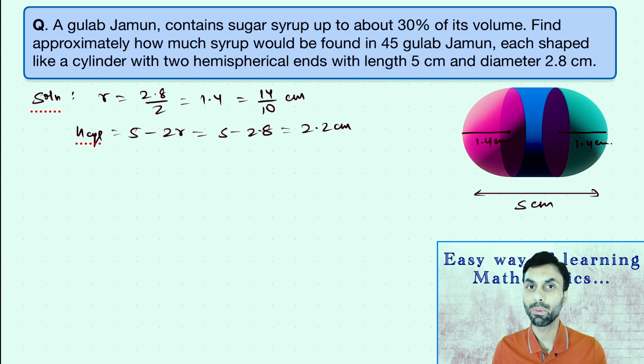Now, in order to find out the volume of sugar syrup, we'll first find the volume of 1 gulab jamun, then we'll multiply it by 45 in order to find the volume of 45 gulab jamun, and then we'll find 30% of it.